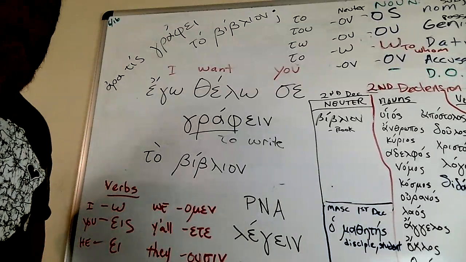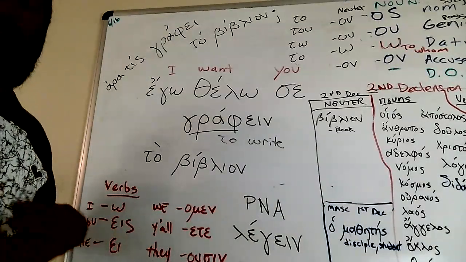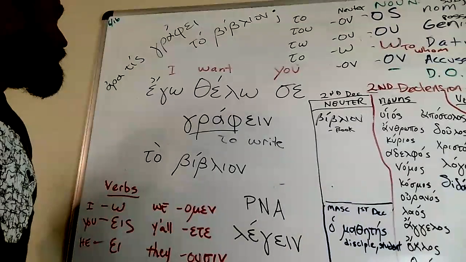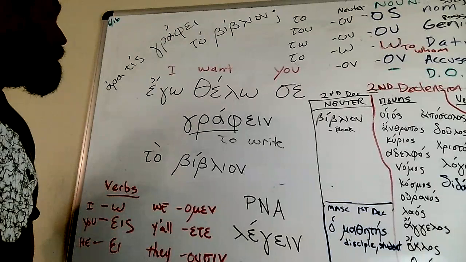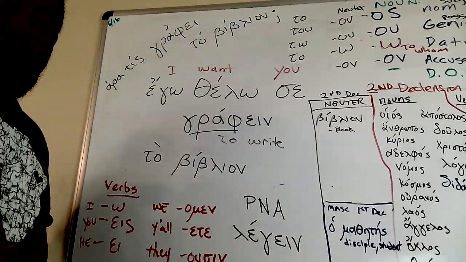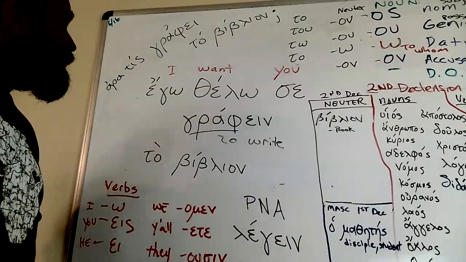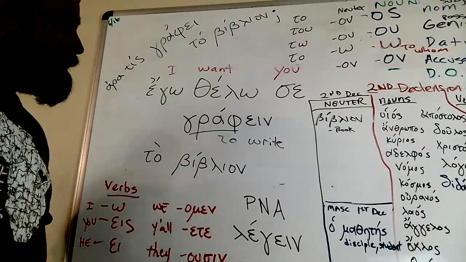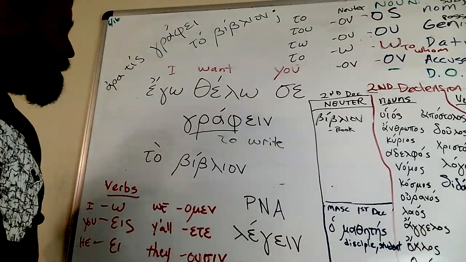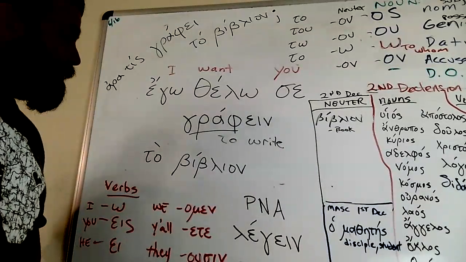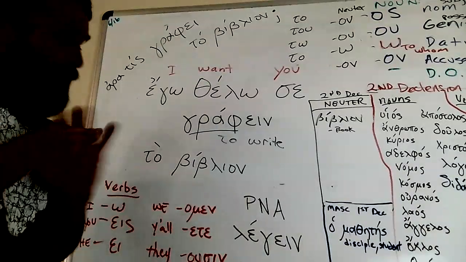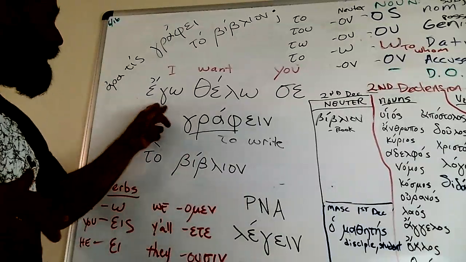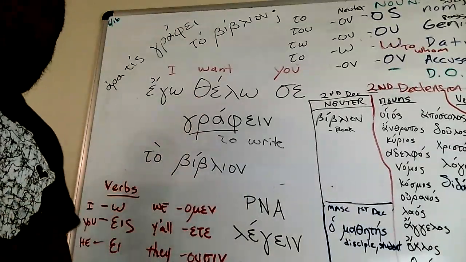So let's do it again one more time. Let's do it the same way. So go ahead, Frank. Ara tis graphe to biblion. Kai su, Christian. Ego thelo se graphein to biblion. Ouk ego thelo graphein to biblion.